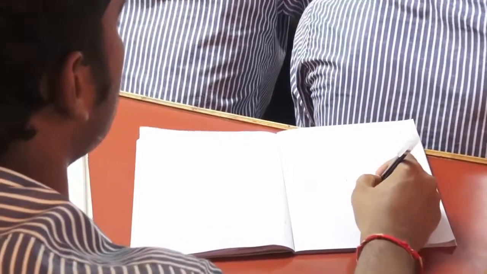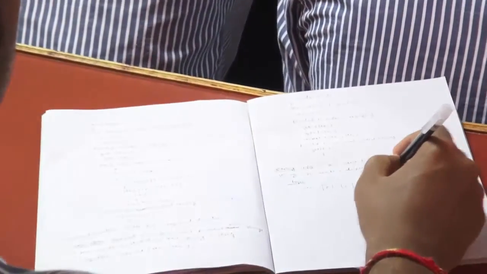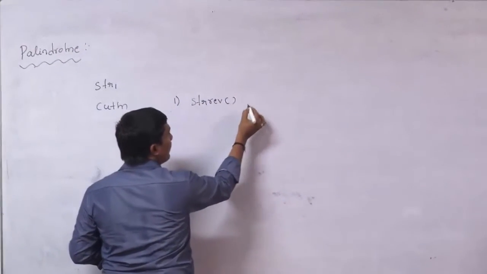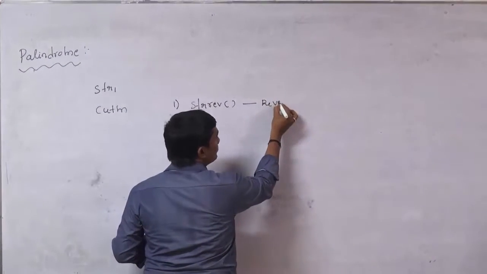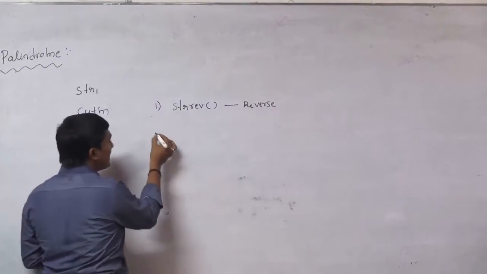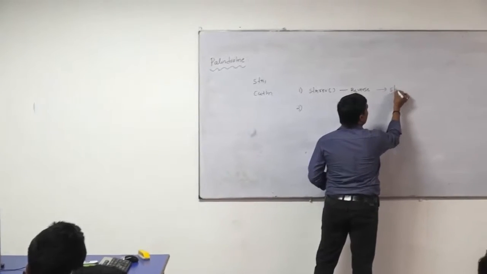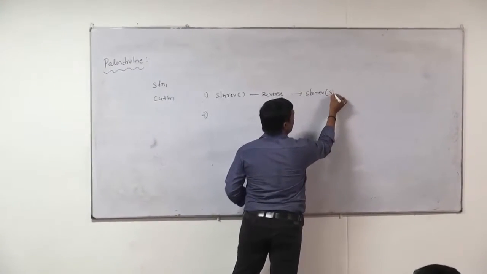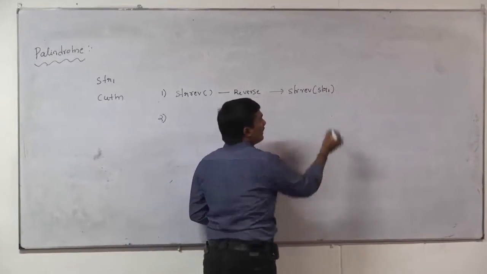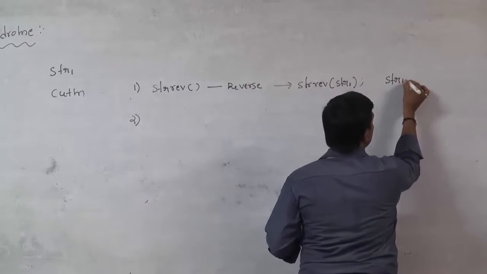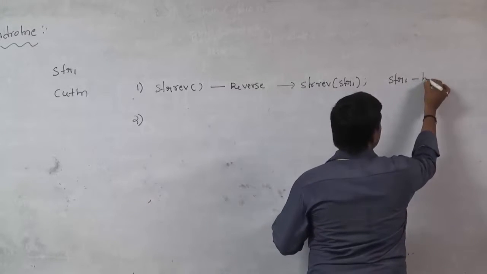STR-REV. So to find the reverse of a string, are we using length anywhere? So what is the first one we are using? STR-REV. This is for what? Reverse. After finding the reverse, what is the next one? If I am writing STR-REV of STR1, then what will be the output of STR1? What will be the output? Empty.